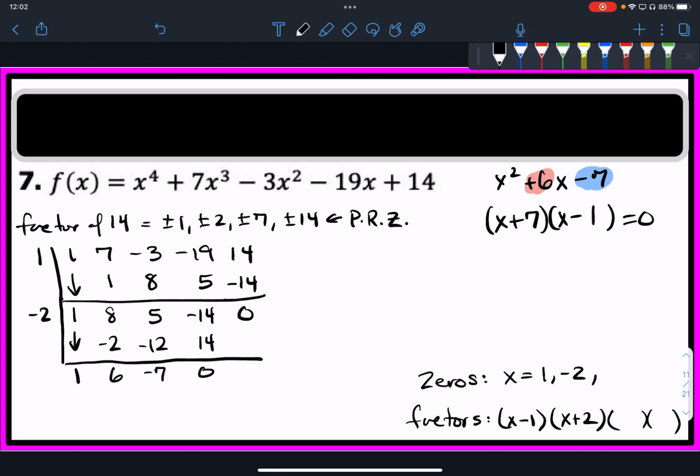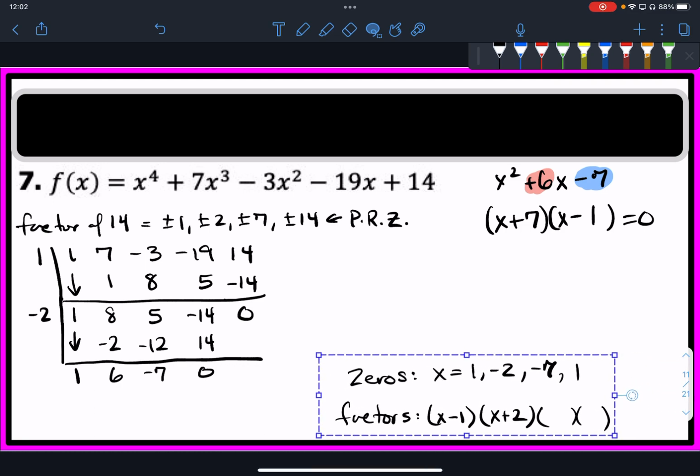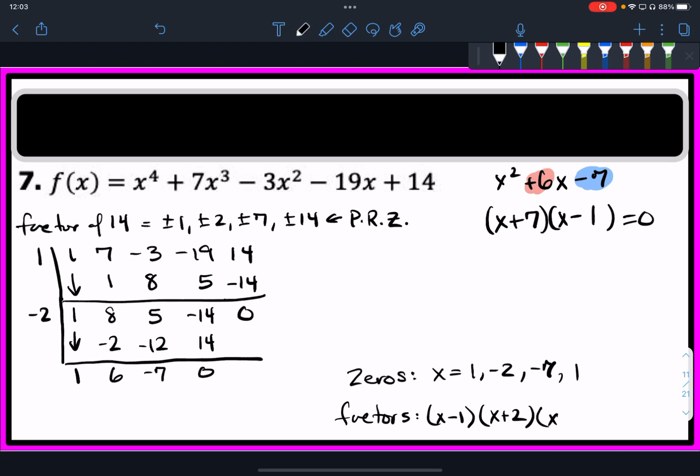Now, what's going to make this equal to 0? Well, x would have to be -7 in the first factor, and here x would have to equal +1 in order to make that second factor equal to 0. So there are the other 2 zeros. And given our 2 zeros, we also have our 2 factors, x +7 and x -1, which we knew from the very beginning because we factored this there.